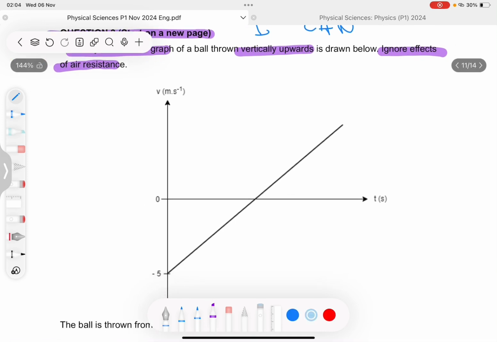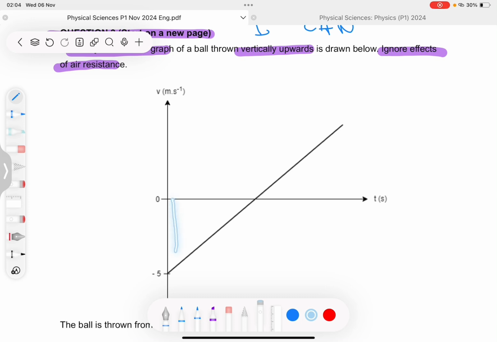Now when we look at this graph, we can see that the object, our ball, starts moving vertically upwards with -5 meters per second. That is the velocity. And this happens when the time is 0 here. So at t equals 0, at the initial instant, we have an initial velocity of -5 meters per second.